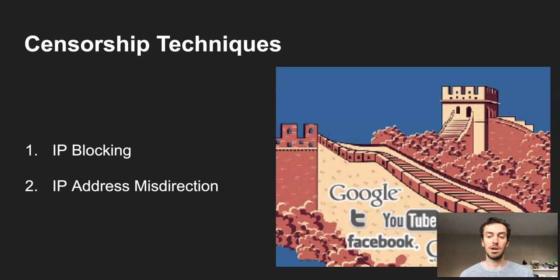So, the Great Firewall in China was set up by the Chinese government to censor data that they felt may lead to political instability if their citizens were able to get a hold of it. And some of the techniques they employ are IP blocking and IP address misdirection.